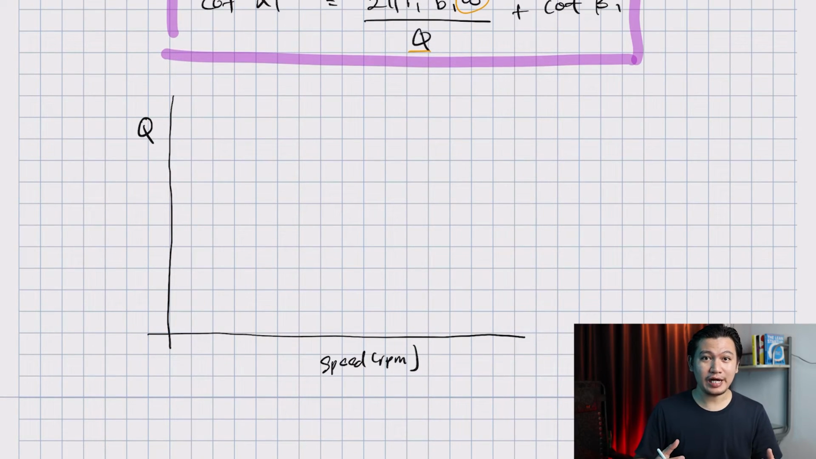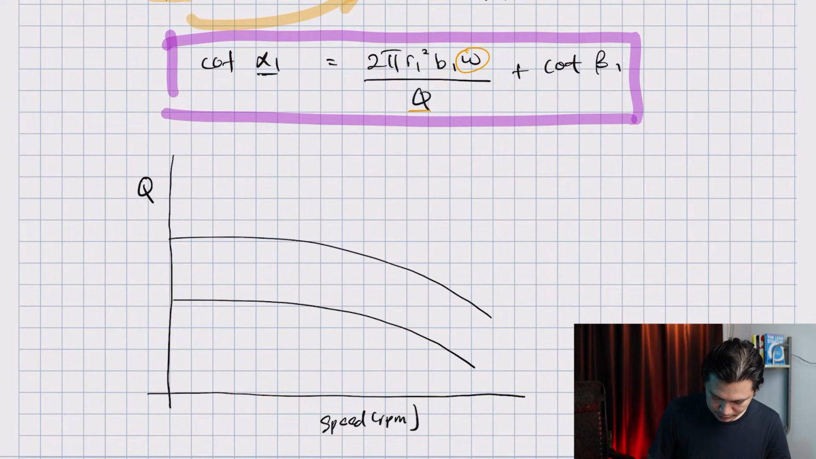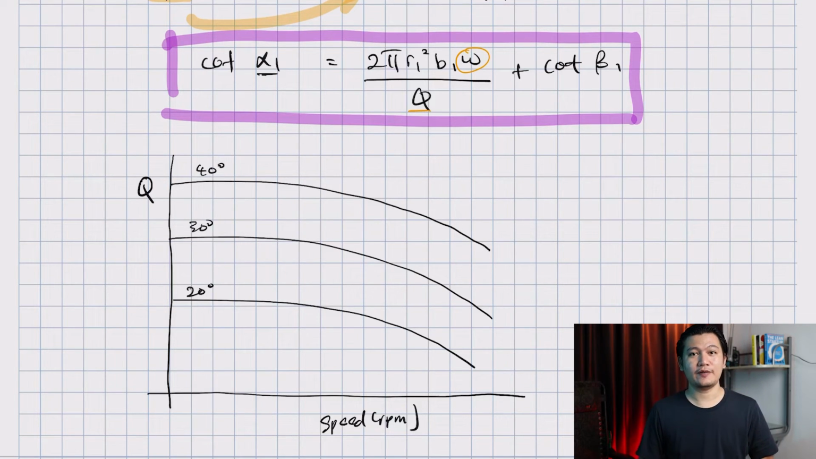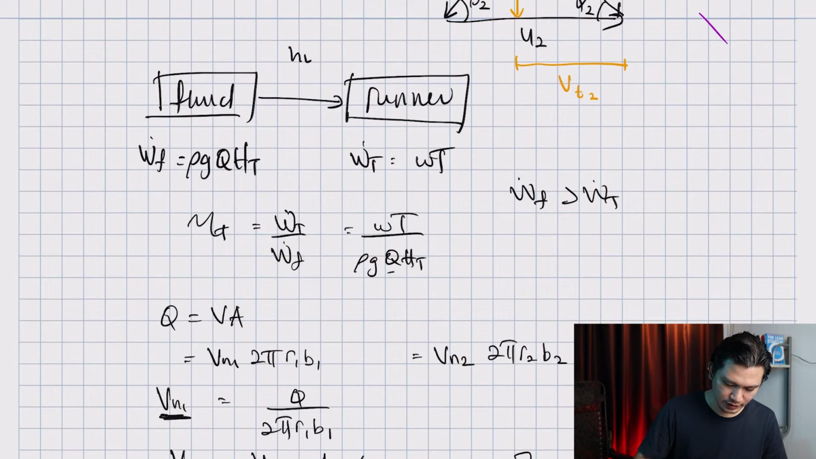And you have a few lines depending on the guide vane opening. Remember, this depends on alpha 1. So you have a few lines: one line, two lines and three lines. Let's say that this is when the guide vane opens at 20 degrees, this is 30 degrees, and this is 40 degrees. And turbine also has efficiency, right? So this is the efficiency of the turbine.